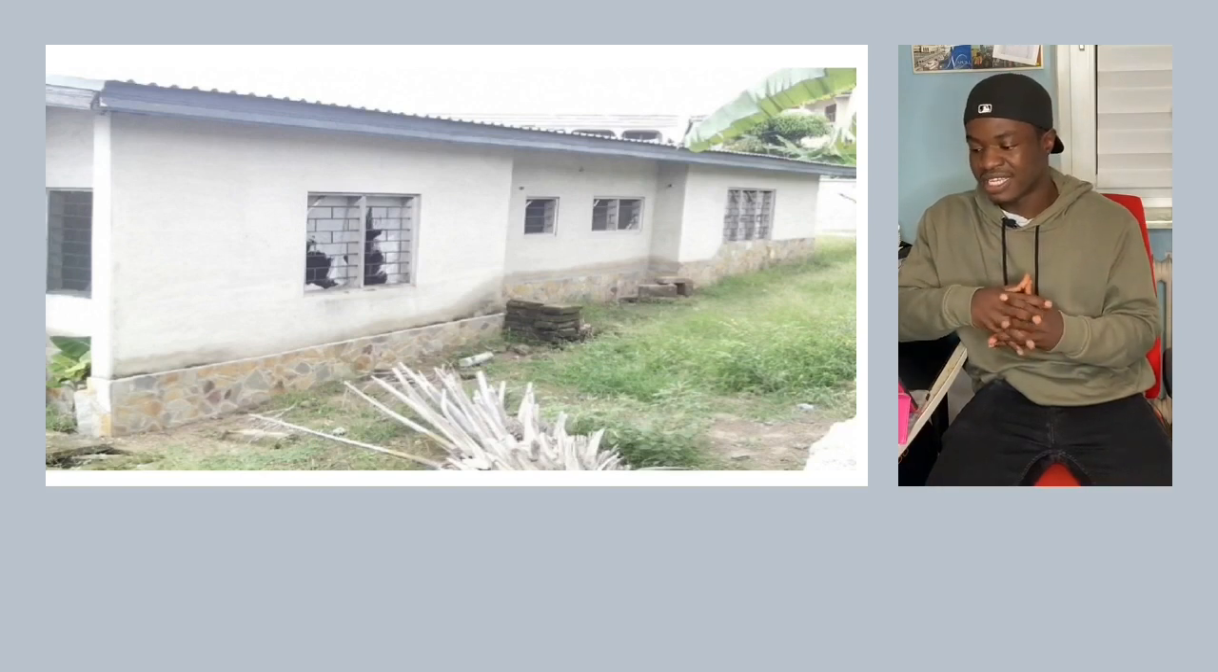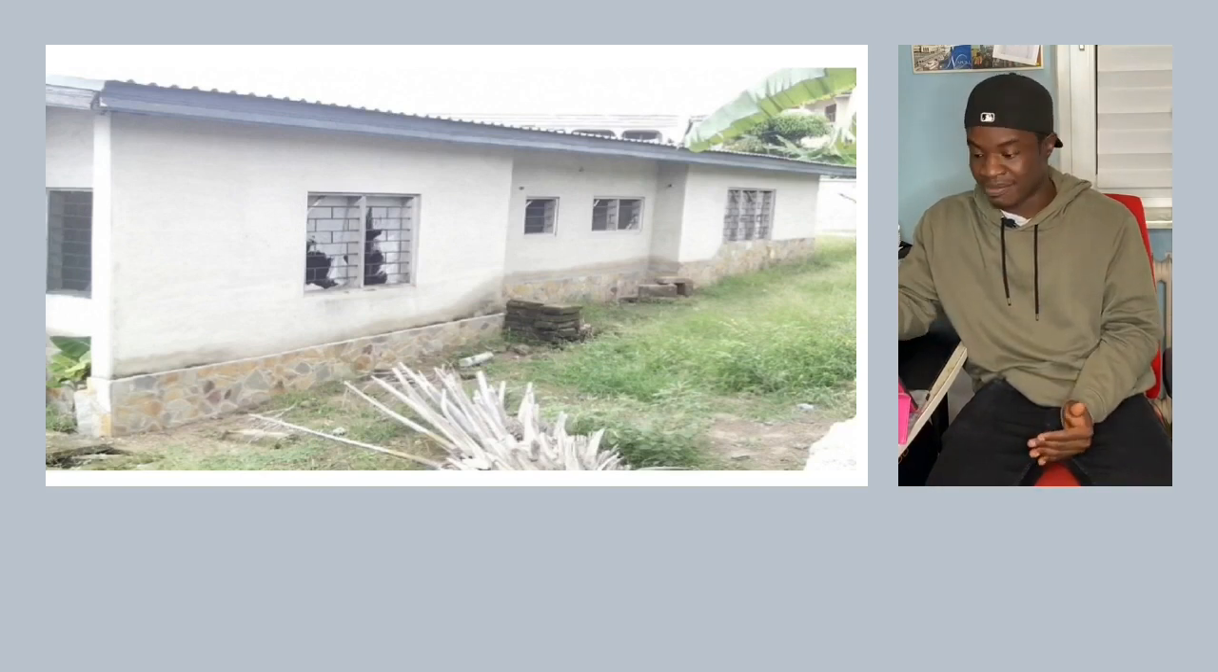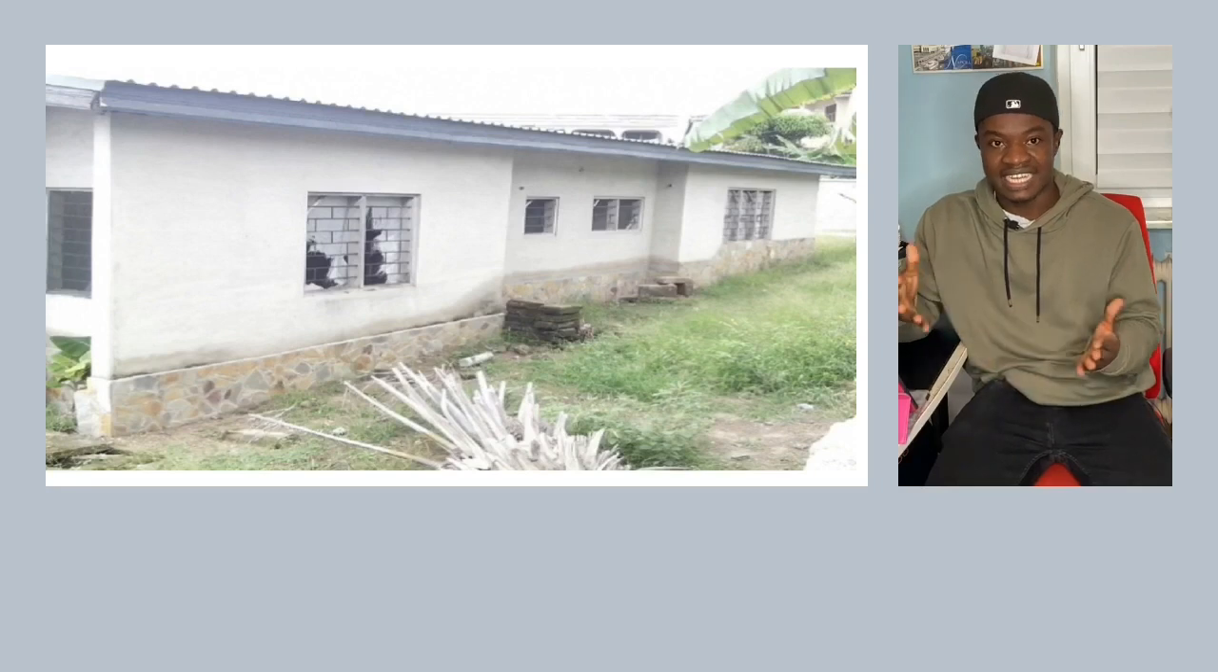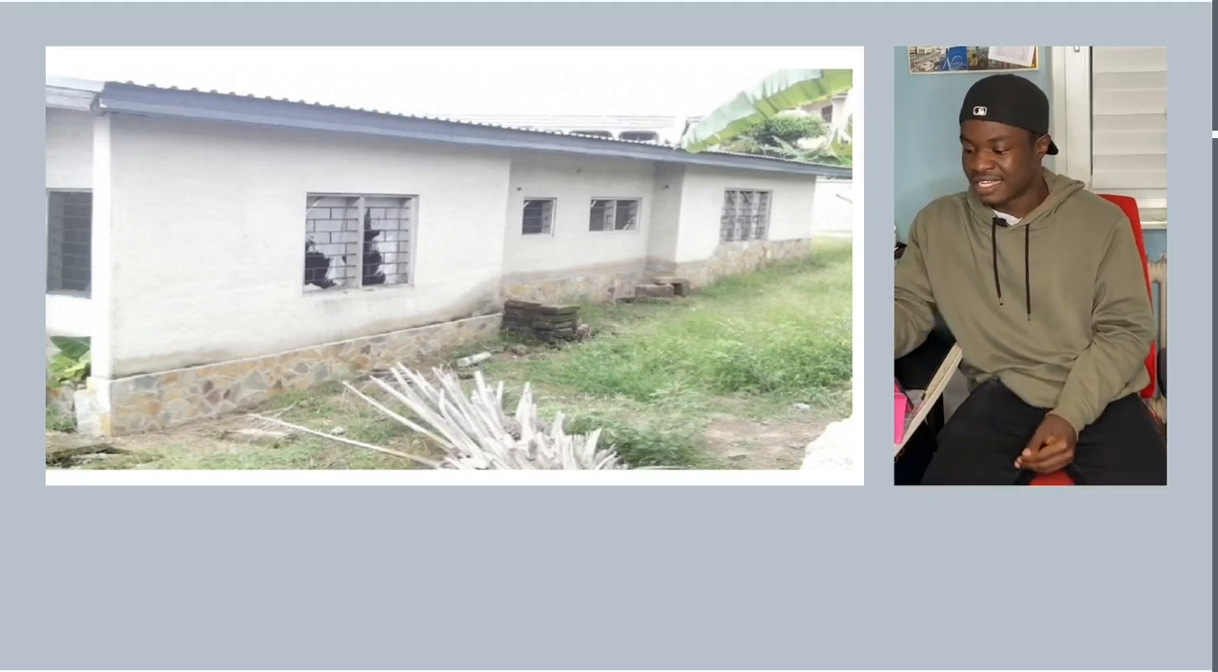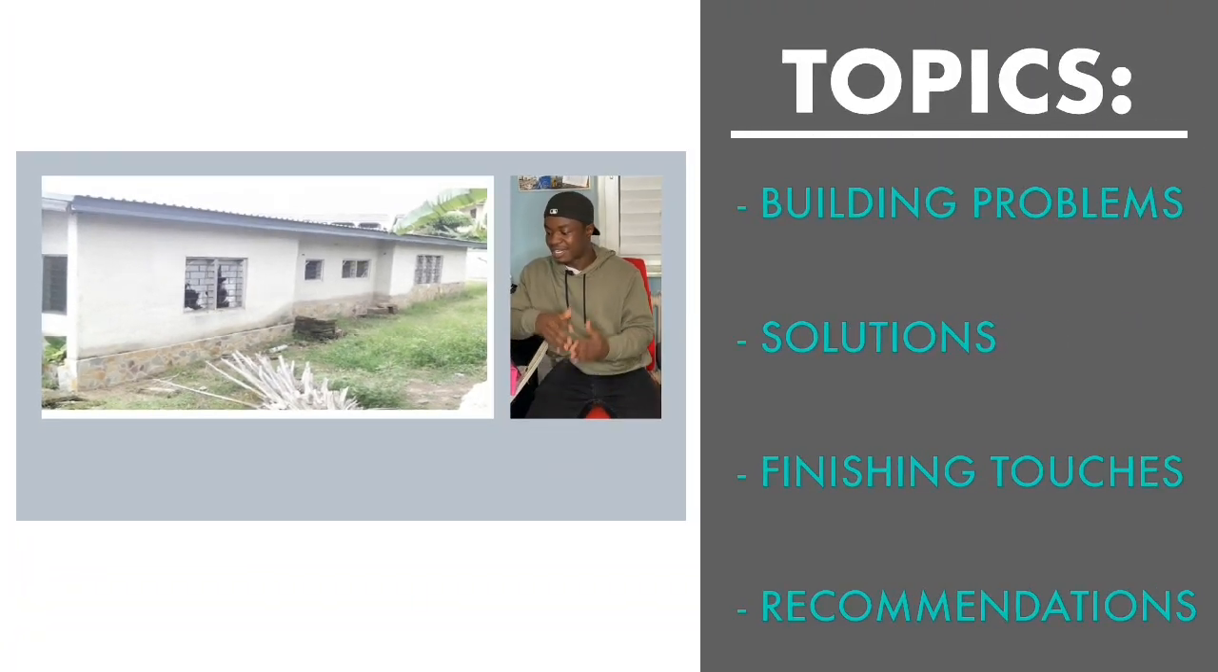So today's topic, I'm going to talk more about building problems, the problems that we've been facing in Ghana when we are building, especially the dampness problem. I'll be talking about the problems in building and the solutions we can come across, and some finishing touches, as in when you are done with the house and you're going to do some finishing touches, how we can approach it.